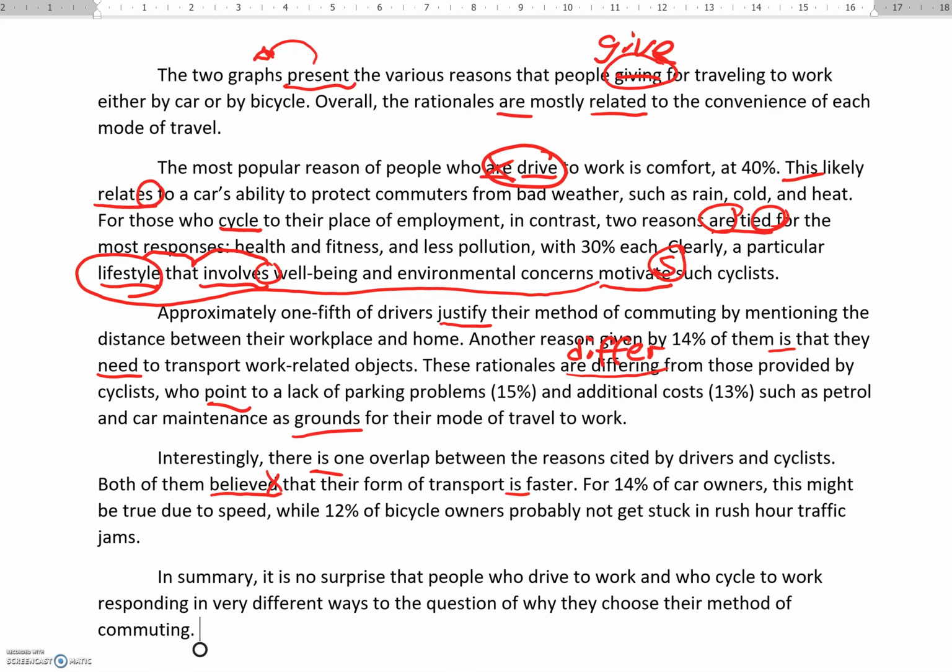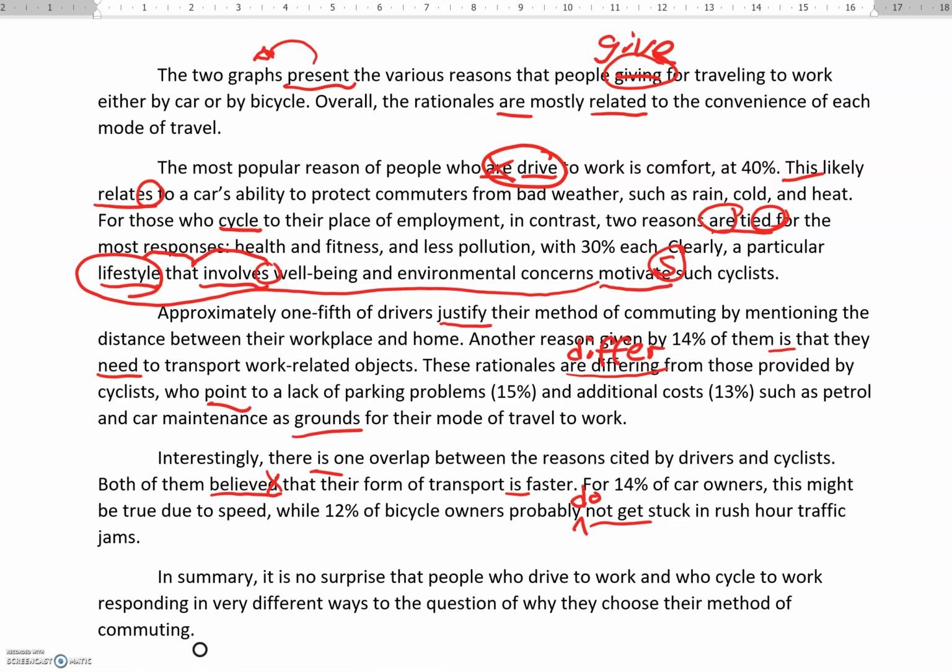While 12% of bicycle owners probably not get. So this is a mistake with the negative form of the simple present. Just to review, you need either do or does with not to make a simple present verb negative. So in this case, we're talking about bicycle owners. So do not get stuck. So watch out for the negative. In rush hour traffic jams.